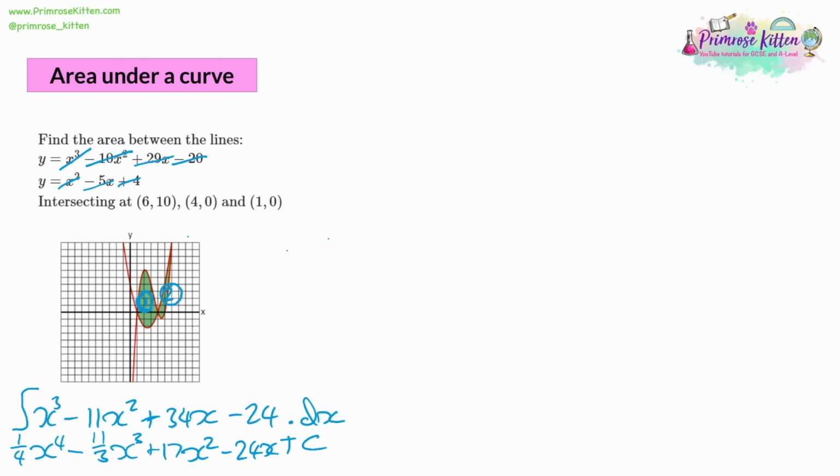Now, what's different here is the definite integral. We look at the x coordinates, we've got 6, 4, and 1. What we're going to do is a definite integral for each area one at a time. For the first area, we can see it's in between the 1 and the 4. So the definite integral for this is going to be, we substitute in the largest one, which is the 4. So we're going to have a quarter of 4 to the power of 4, take away 11 thirds of 4 cubed, plus 17 lots of 4 squared, minus 24 lots of 4.